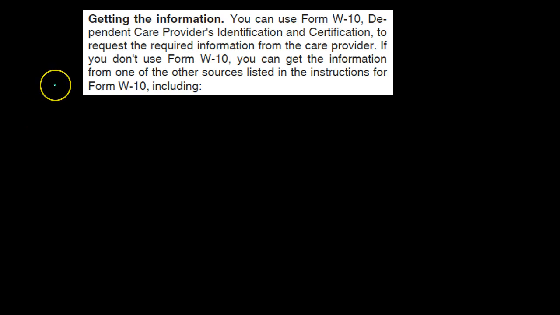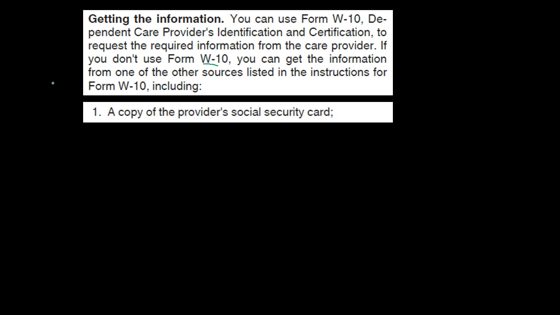Getting the information. You can use Form W-10, Dependent Care Provider's Identification and Certification, to request the required information from the care provider. If you don't use Form W-10, you can get the information from one of the other sources listed in the instructions for Form W-10, including. And so you can look up W-10 on the IRS website, irs.gov. Look up the W-10 information and also probably the instructions for it as well and go from there.